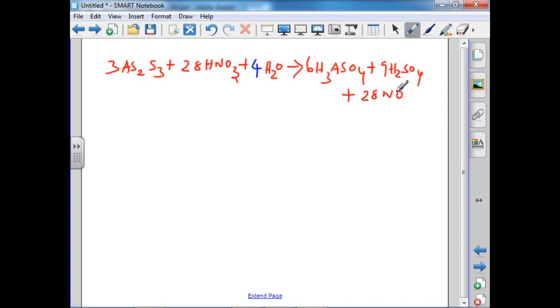So finally hydrogen is also balanced. If hydrogen is balanced, oxygen is automatically balanced.